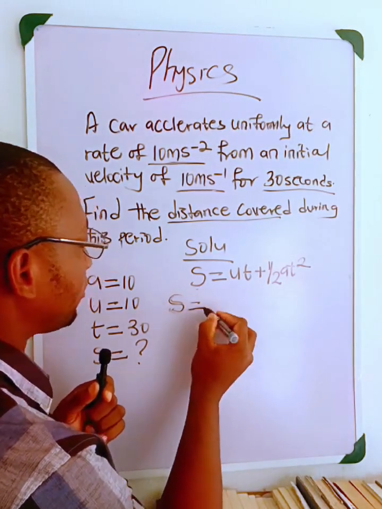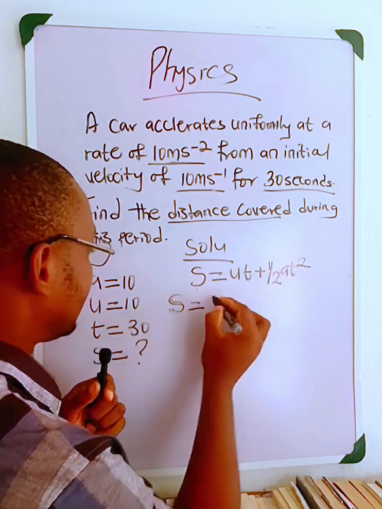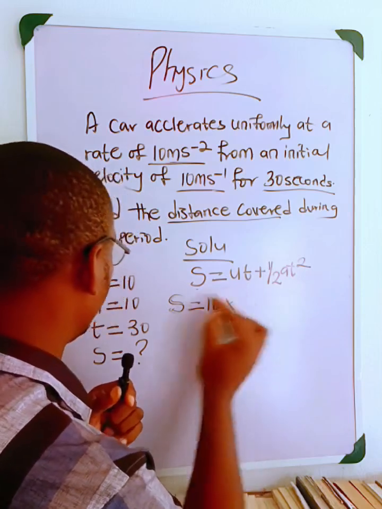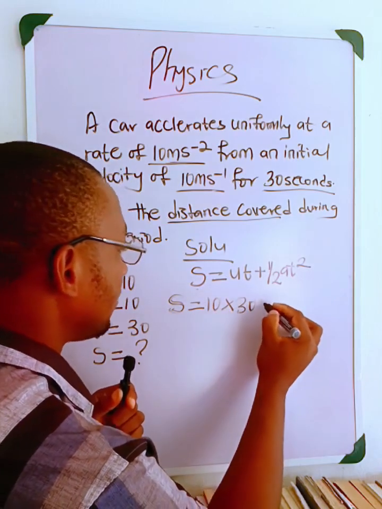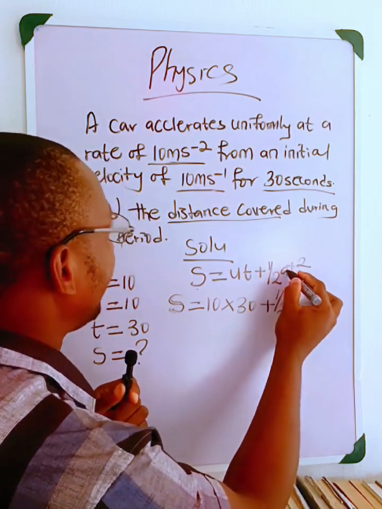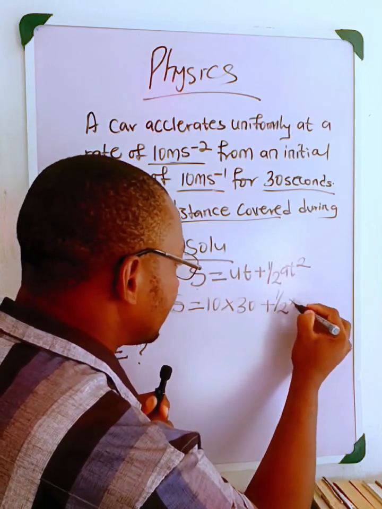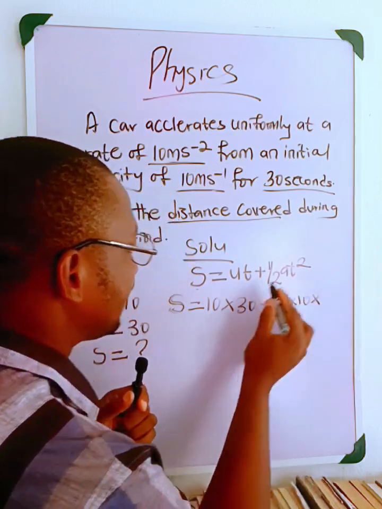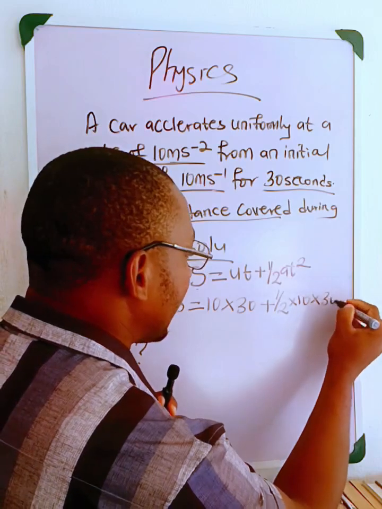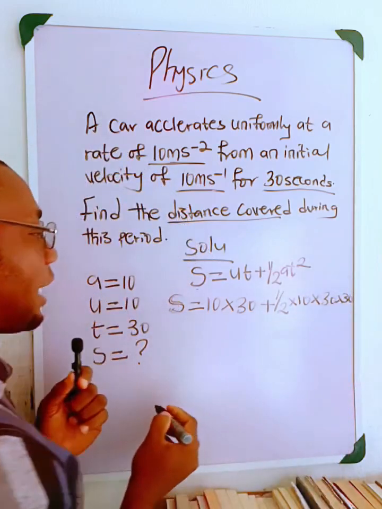X equals U, which is 10, right? Times T, which is 30, right? Plus half A, which is 10, times T squared, which is 30 times 30. Are you following?